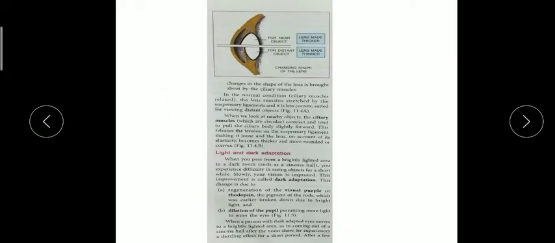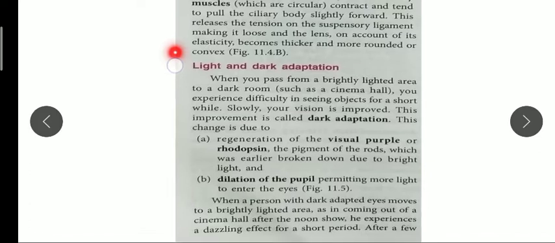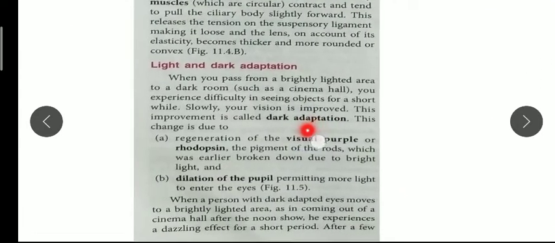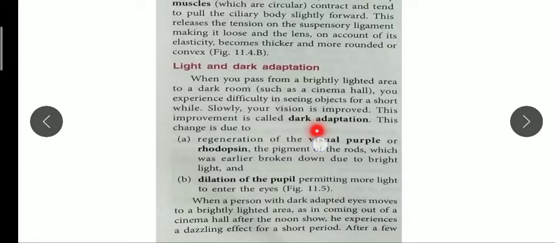Now what is light adaptation and dark adaptation? Children, as you all know, whenever we go into a dark room from a lighted area, such as a cinema hall, we experience difficulty in seeing for a few minutes. Then naturally our vision improves after a few seconds or minutes. This improvement is called dark adaptation. Remember that we are going from bright light or a bright area into a darker area.